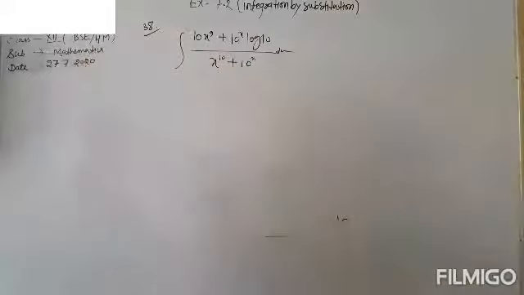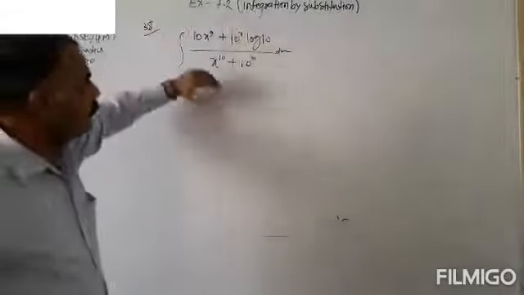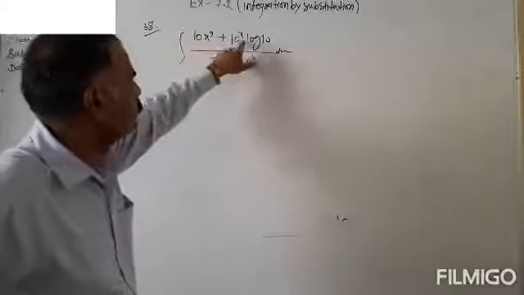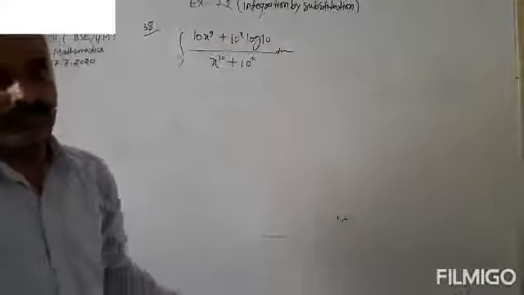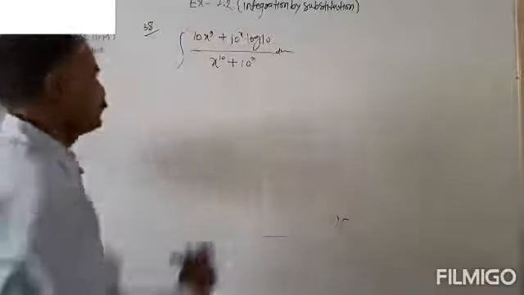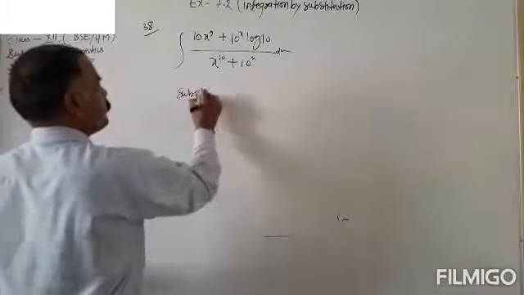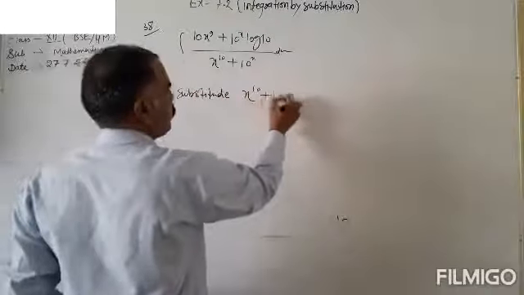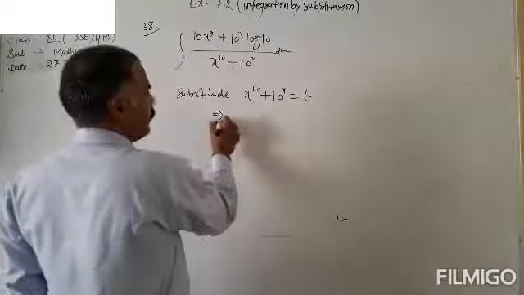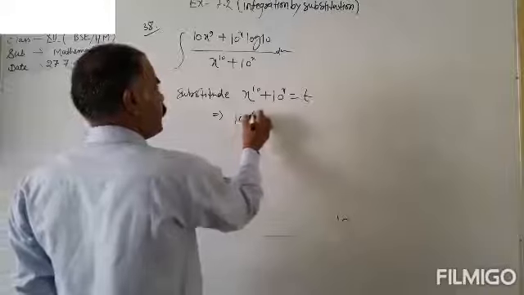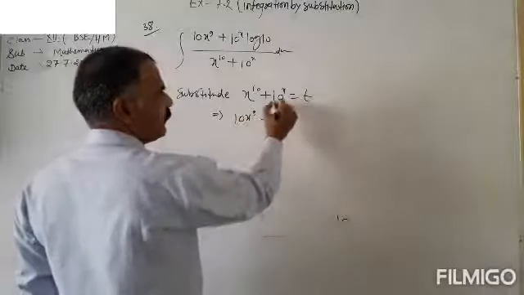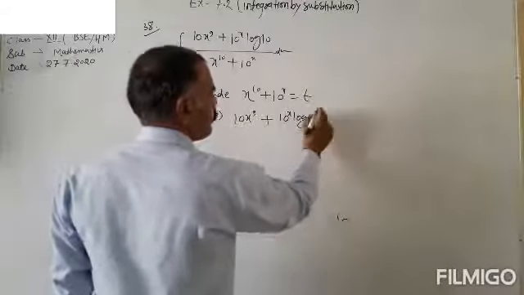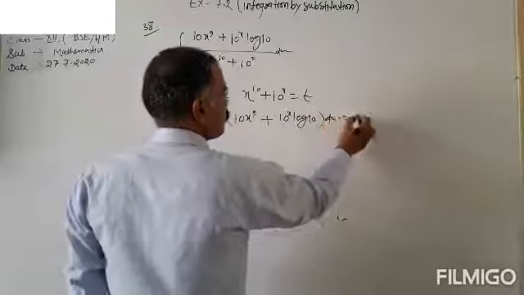Okay, this is very simple. You just have to understand that the derivative of x to the power 10 plus 10 to the power x is 10x to the power 9 plus 10 to the power x log 10. Means the derivative of the denominator is the numerator. So let us substitute t in place of the denominator: x to the power 10 plus 10 to the power x equals t. The derivative of x to the power 10 is 10x to the power 9, and the derivative of a to the power x is a to the power x log a, so dx equals dt.